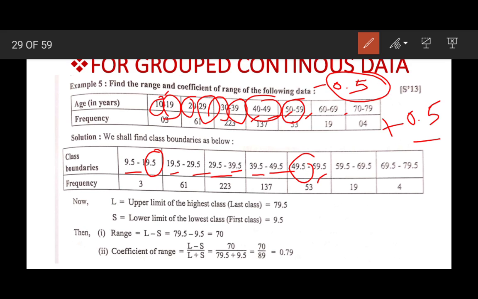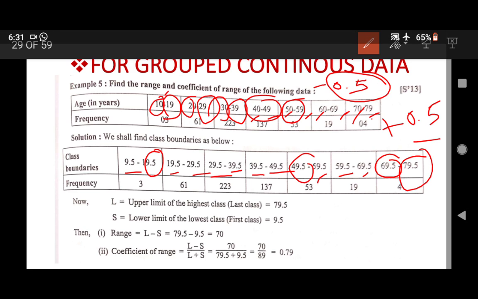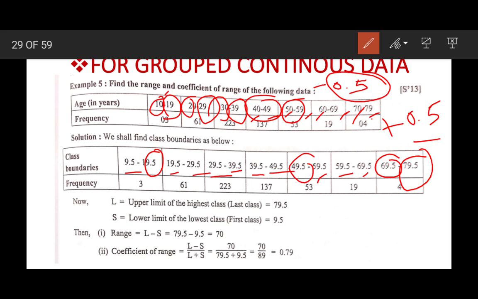Similarly 60 to 69: I subtract 0.5 from 60, so I get 59.5, then add 0.5 to 69, so it will be 69.5. And last, subtract 0.5 from 70, so I get 69.5, and add 0.5 to 79, so it will be 79.5. Okay, now after making it continuous, I'm not interested in frequency.